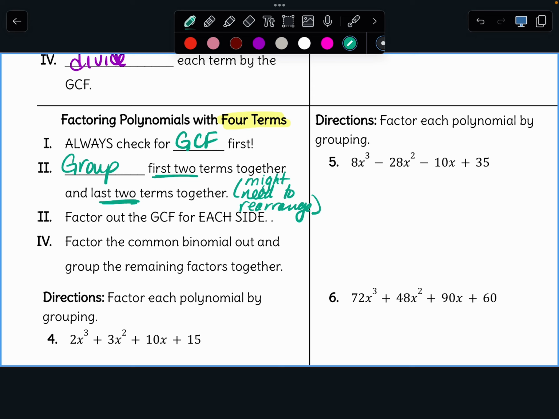Then we factor out the GCF from each side. Because by grouping it, I've said, okay, these 2 have something in common and these 2 have something in common. What can I factor out? And you're trying to get that second term for both of them to be the same.